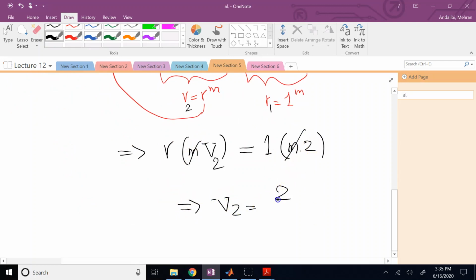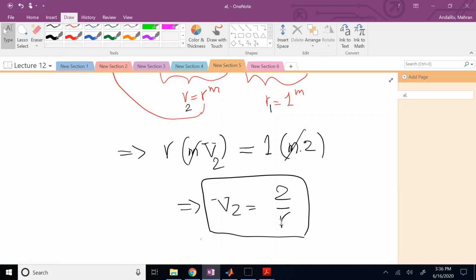v2 is going to be what? 2 over r. So clearly you see, when r is not 1, your velocity is not going to be 2. Since r is less than 1, it's going to be bigger than 2. And that's quite obvious. When you pull the object in and the circle goes in, you have the chance of higher velocities, right? Because you're increasing the tension.